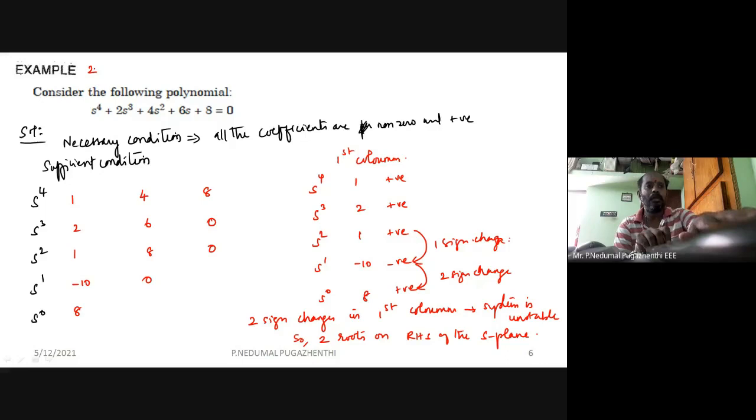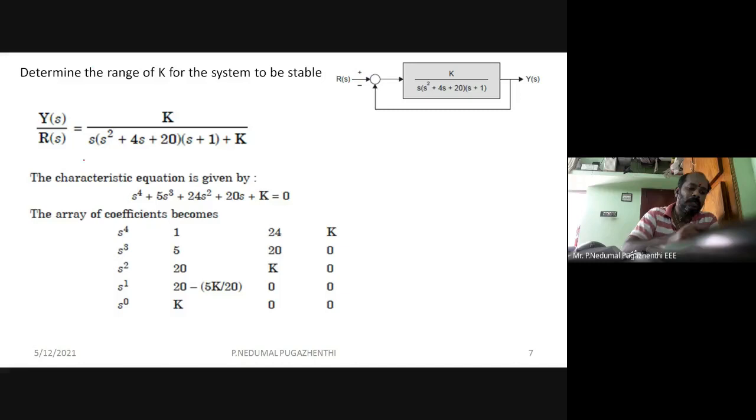Okay, fine. We will consider the third problem, third example. This is another typical one. The open loop transfer function G of S H of S is equal to K divided by S into S squared plus 4S plus 20 into S plus 1. This is the open loop transfer function.